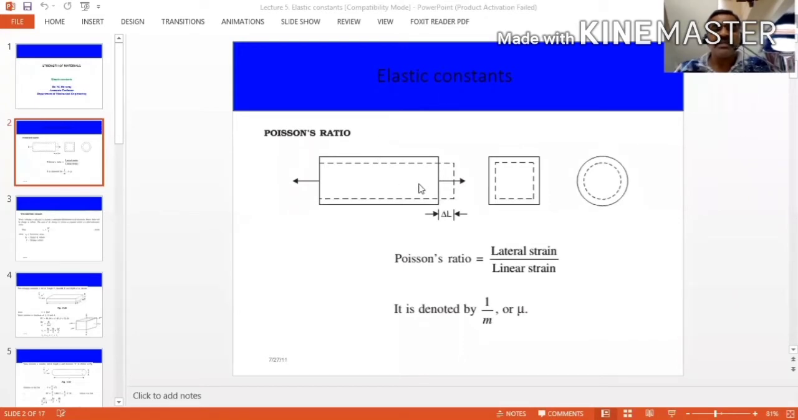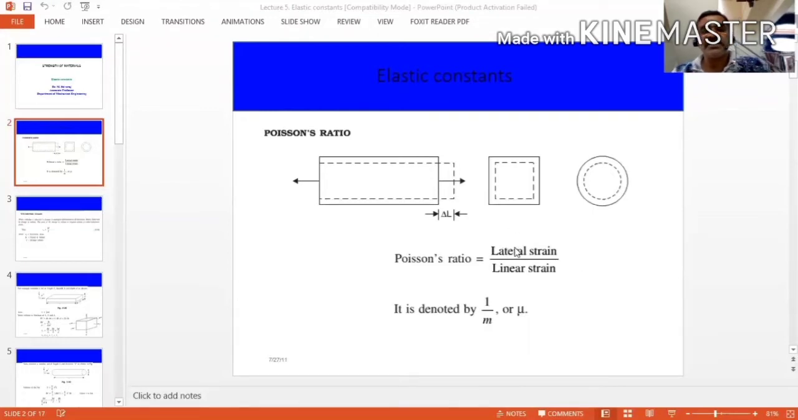Now, change in length divided by original length, that is linear strain. And change in diameter divided by original diameter, that is lateral strain. Here, length is increasing, so the linear strain is positive. But diameter is decreasing, so change in diameter divided by original diameter, that is lateral strain, is negative.